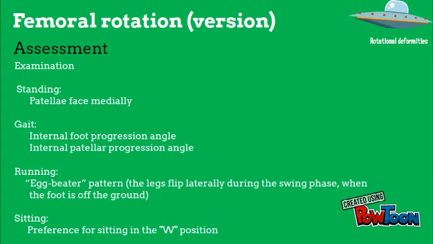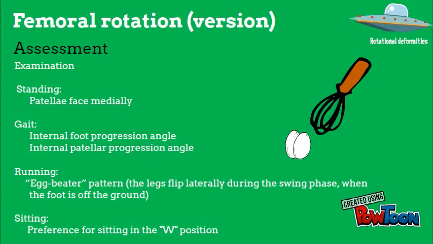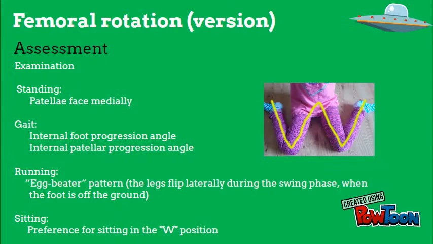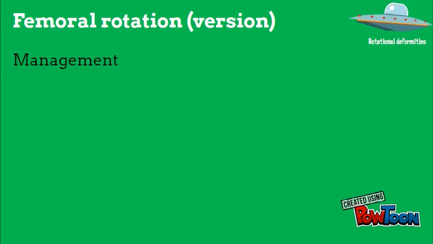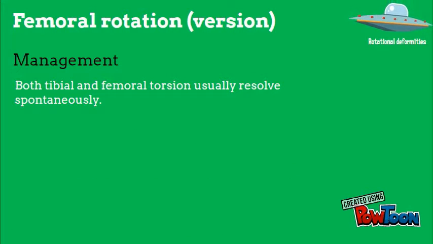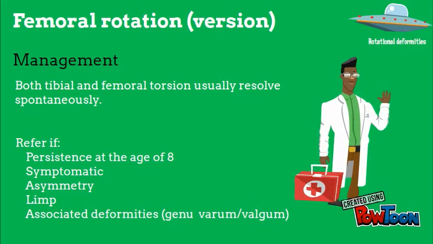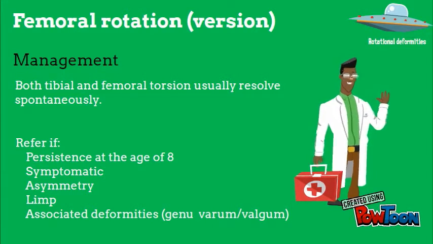Assessment. On examination, the patella face medially when standing. During gait, there is an internal foot progression angle and an internal patella progression angle. There is an egg beater pattern during running and preference for sitting in the W position. Management. Both tibial and femoral torsion usually resolve spontaneously. Refer if there's persistence at the age of 8, the patient is symptomatic, there's asymmetry, limp, or associated deformities.